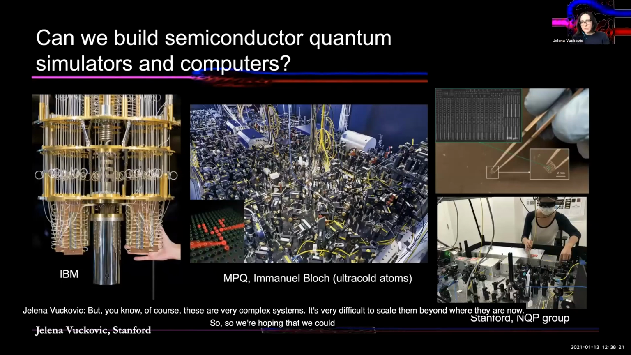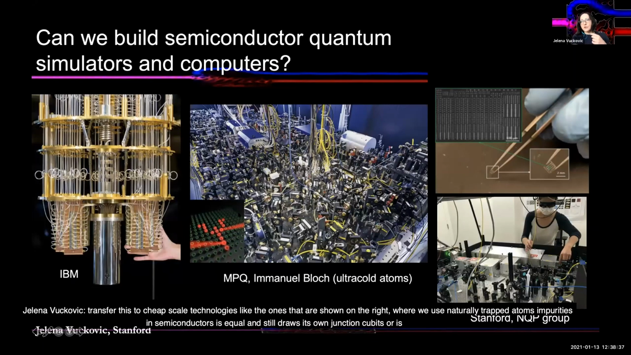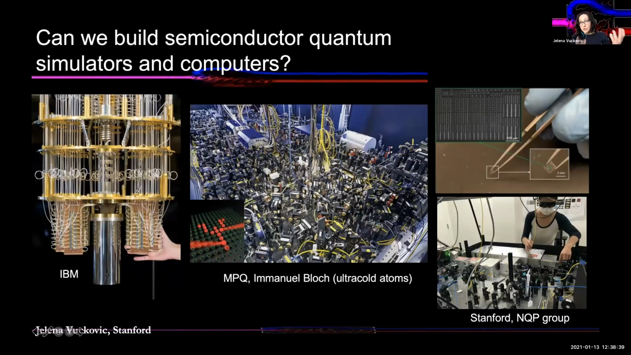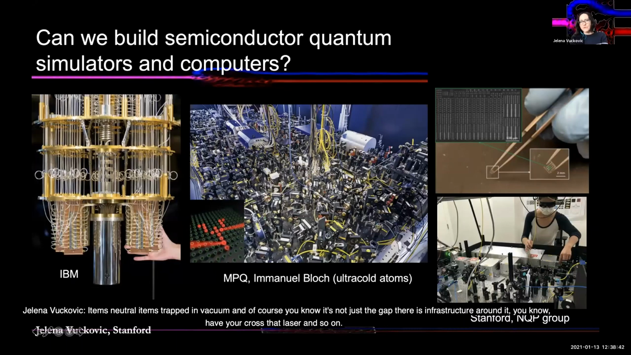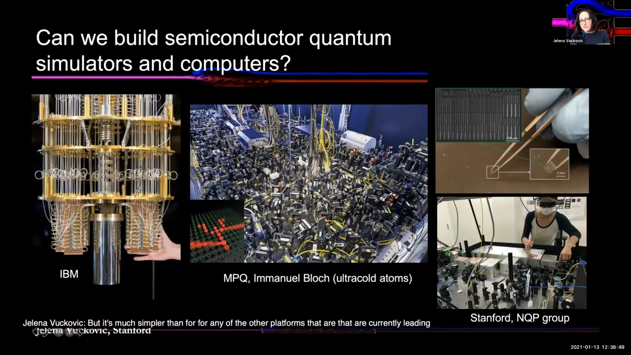It's very difficult to scale them beyond where they are now. So we're hoping that we could transfer this to chip scale technologies like the ones that are shown on the right, where we use naturally trapped atoms, impurities in semiconductors as equivalents to Josephson junction qubits, or these neutral atoms trapped in vacuum. And of course, it's not just a chip, there is infrastructure around it, you have your cryostat, laser, and so on, but it's much simpler than for any of the other platforms that are currently leading.